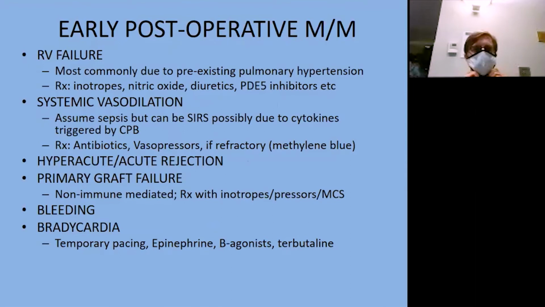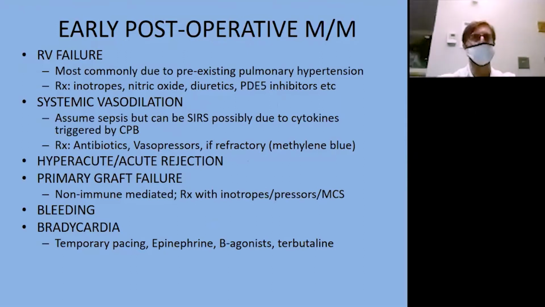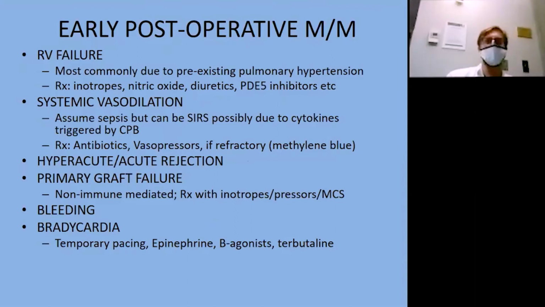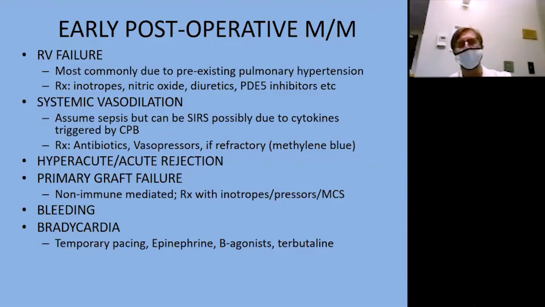So in terms of early postoperative morbidity and mortality, RV failure is something that should be on your radar. This is most commonly due to pre-existing pulmonary hypertension. This is why we fuss so much about transpulmonary gradient prior to the transplantation. So if someone has RV failure, we use inotropes, and we have a low threshold to use inhaled nitric oxide, PDE5 inhibitors, et cetera. And then some patients come out systemically vasodilated.